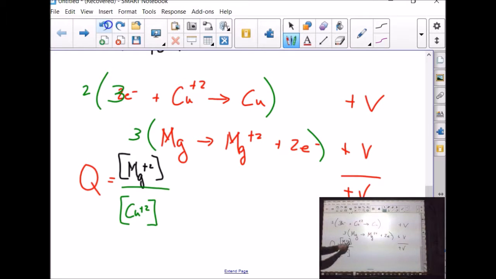So what would I do to my expression? Put squares and cubes. So in this case here, we would have a total of 6 electrons, so that means I'm going to have 3 magnesiums, so I'm going to cube that, and then I'm going to have 2 coppers, so I square that.